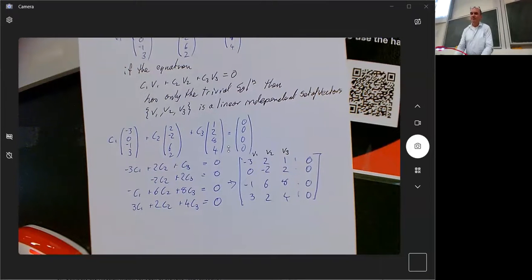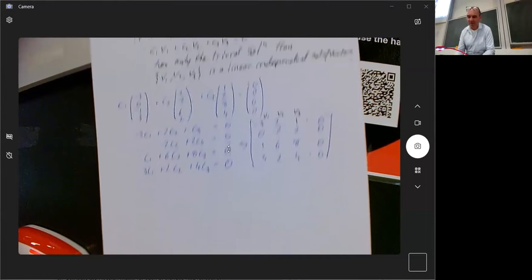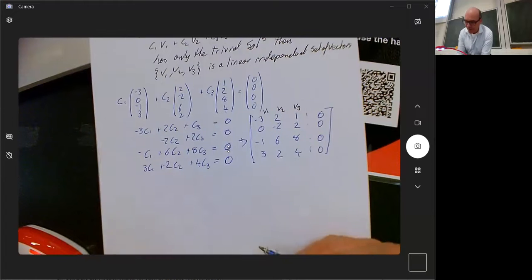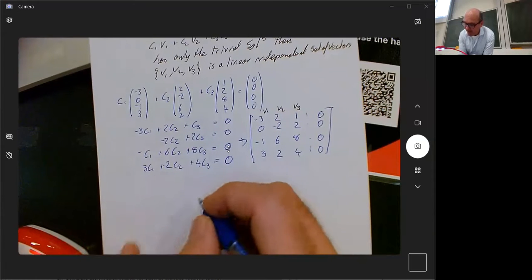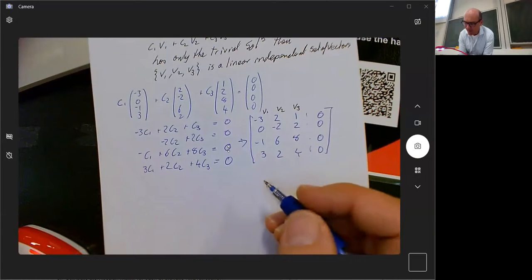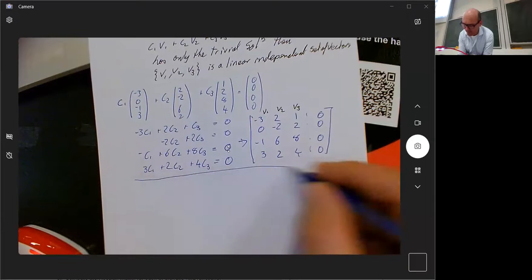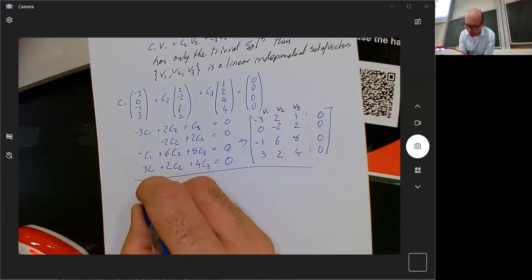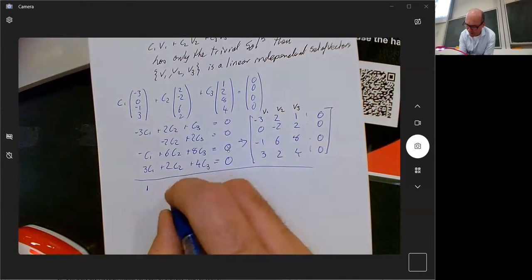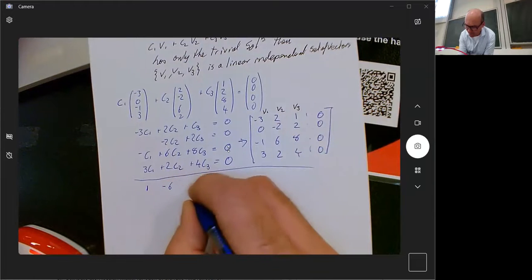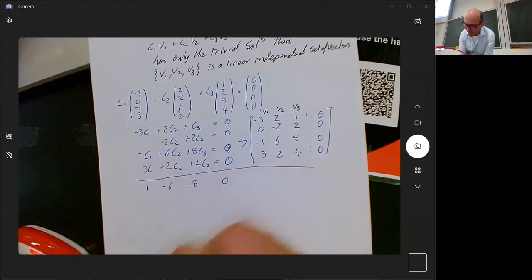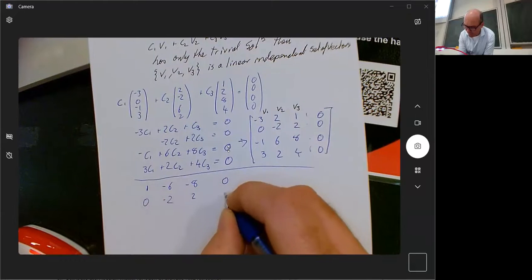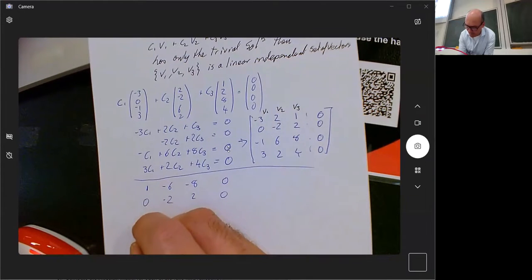Interestingly enough, I might actually try and do this as quick as I can. In actual fact, the first thing I'm going to do, a couple of dodgy things. I'm going to put my third row up to the first row. And then I'm going to leave my second row there. And then I'm going to have -3, 2, 1, 3, 2, 4.